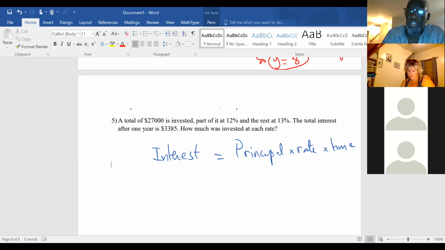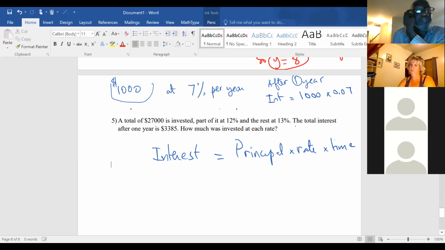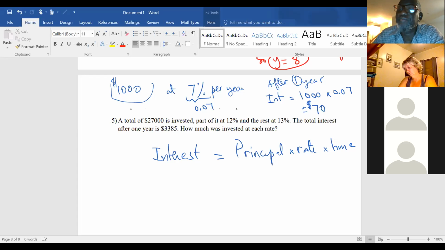Okay, this is how we get the interest. I was saying, if you invest $1,000 in a bank that is earning 7% interest per year, after 1 year only, your interest will be 1,000 times 0.07, which is 7%, which is 0.07, okay? Which is $70. So after 1 year, you will get $70 interest, okay?